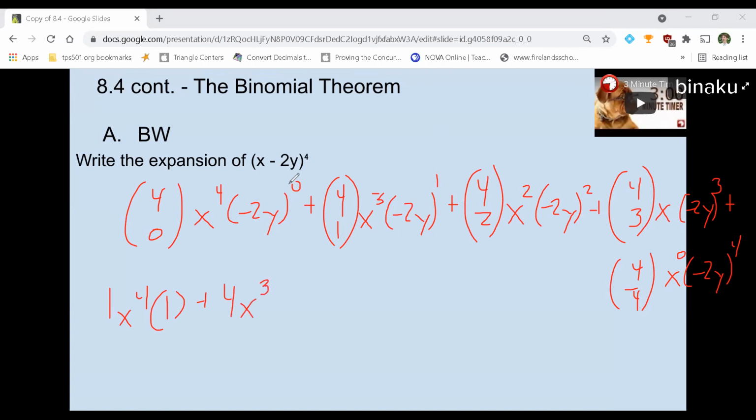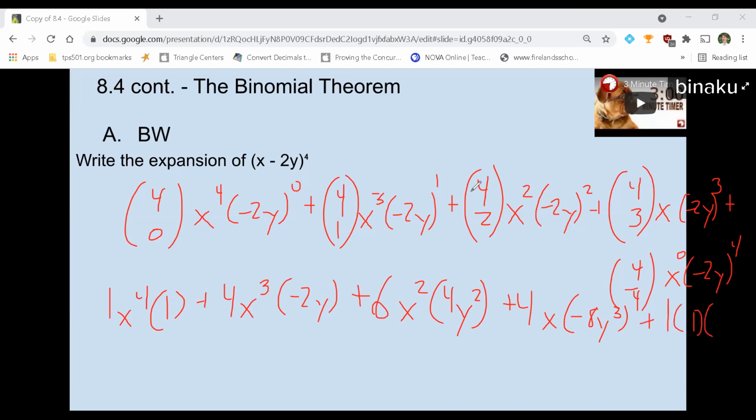x cubed negative 2y plus, if you do 4 NCR 2, you get 6 x squared, negative 2y squared, plus 4 x negative 2y cubed, which is negative 8 y cubed, plus 1 times positive 16 y to the 4th.